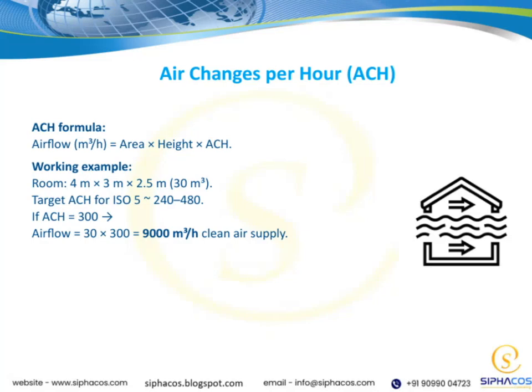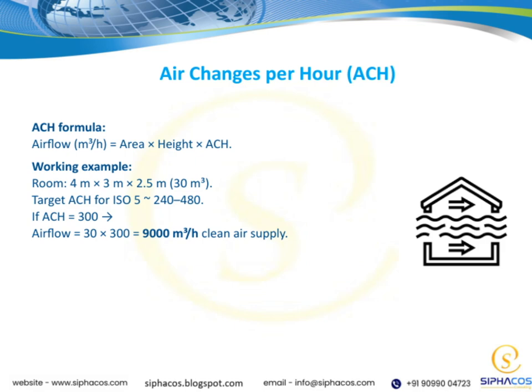Let's take a closer look at air changes per hour, or ACH. This is a key metric when we're talking about air quality and ventilation. The ACH formula helps us determine how much air needs to be exchanged in a space within an hour. It's simply airflow in cubic meters per hour, which equals the area of the room times the height, times the ACH. Now, for a practical example, imagine a room that measures 4 meters by 3 meters, with a ceiling height of 2.5 meters. The volume of this room would be 30 cubic meters.